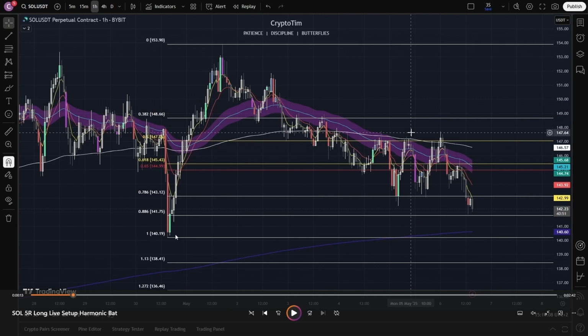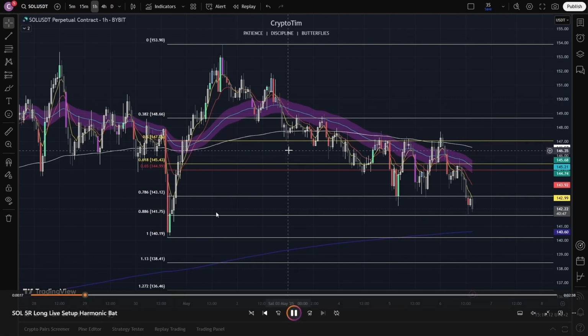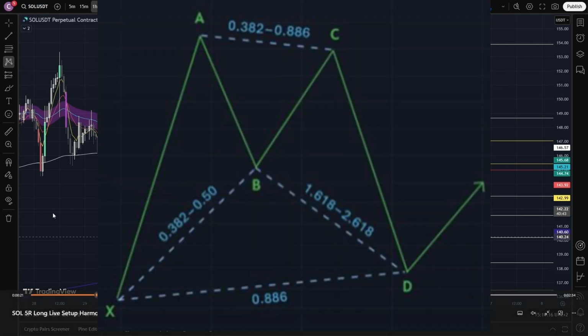So we take our fib from this low all the way to the high, so our initial impulse move up. In harmonics you can call this the XA move. What we notice here is we're really close to the 0.886 and the retracement goes through the 0.382. So with some info about harmonics, this might be a potential bet setup or a bet pattern.